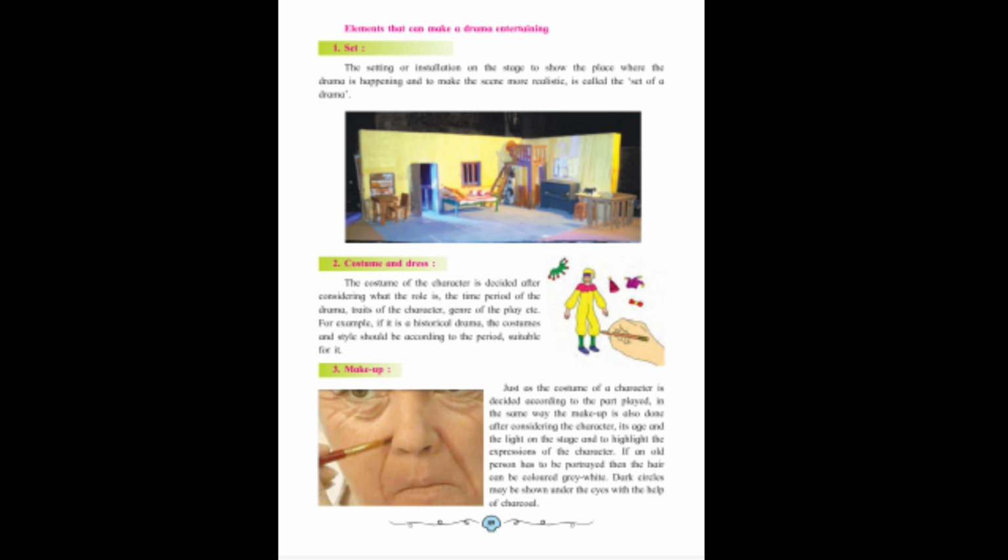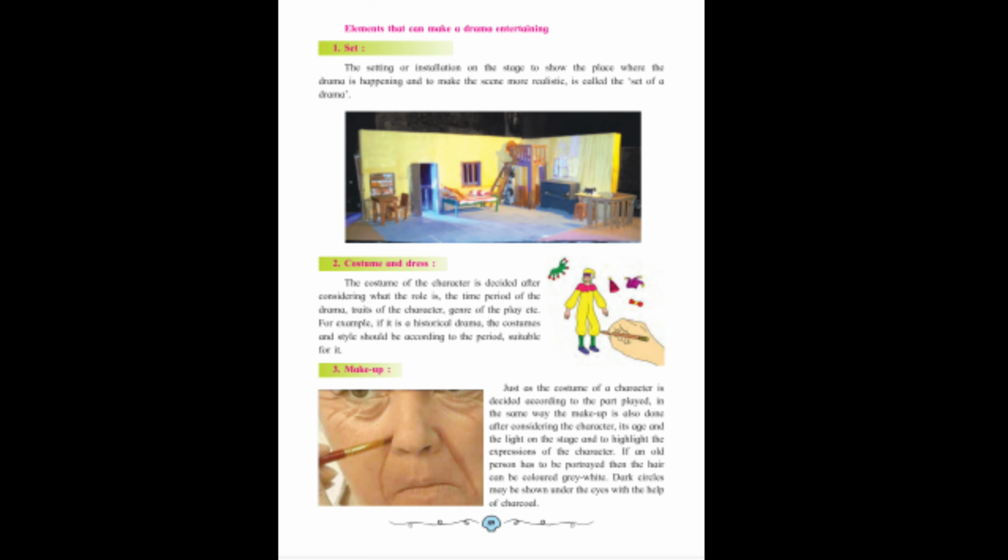the scene more realistic is called the set of the drama. Costume and dress. The costume of a character is decided after considering what the role is, the time period of the drama, the character, genre of the play, etc. For example, if it is a historical drama, the costumes and the style should be according to the period suitable for it.